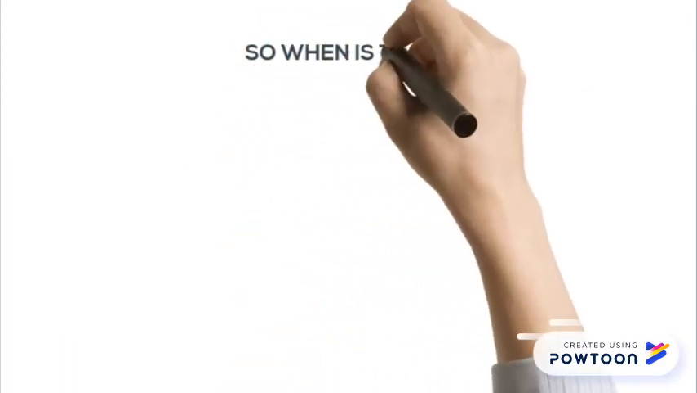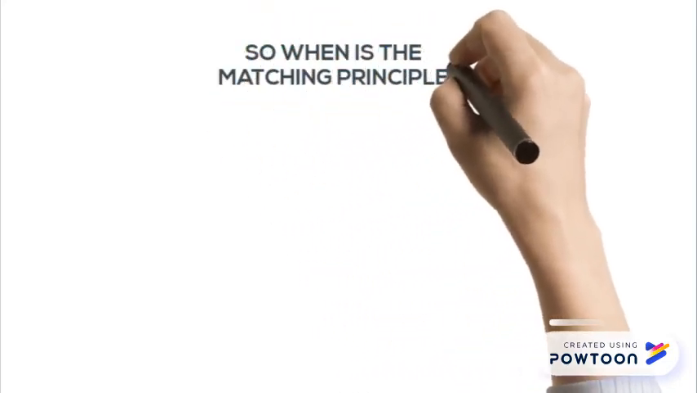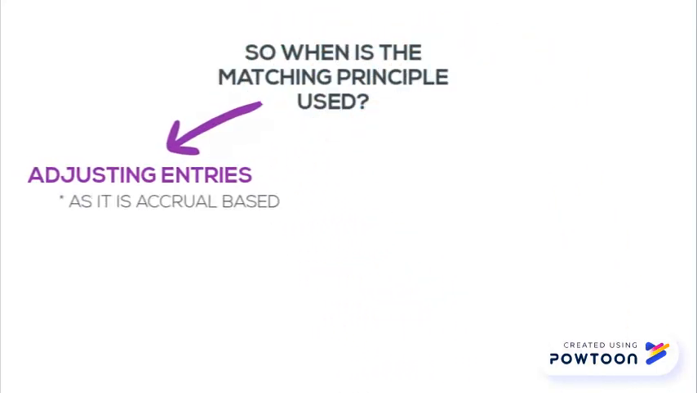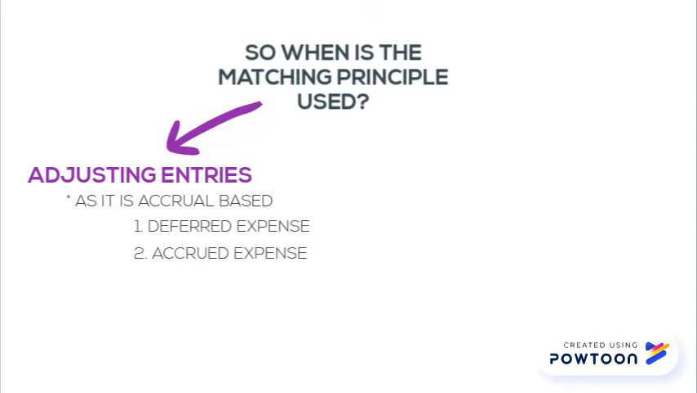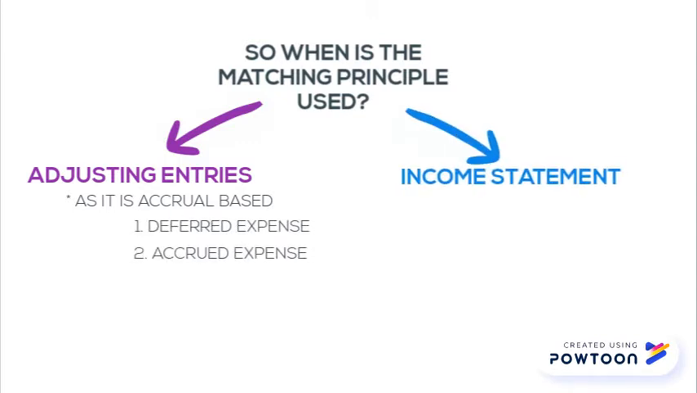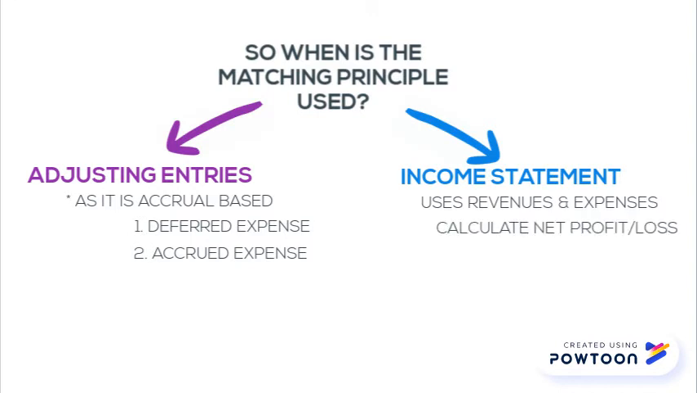So when is the matching principle used? It is used in adjusting entries as it is accrual-based, which has been proven in the previous examples. It is also used when reporting in the income statement, which is a financial statement that uses revenues and expenses to calculate the company's net profit or loss.